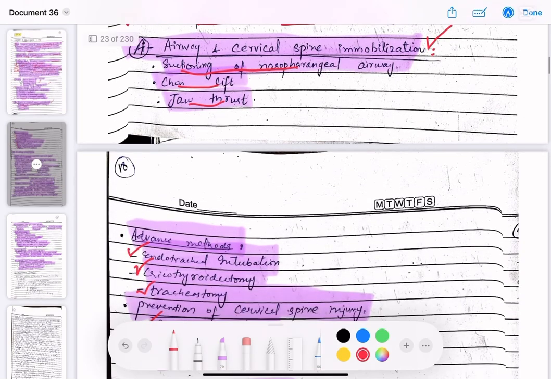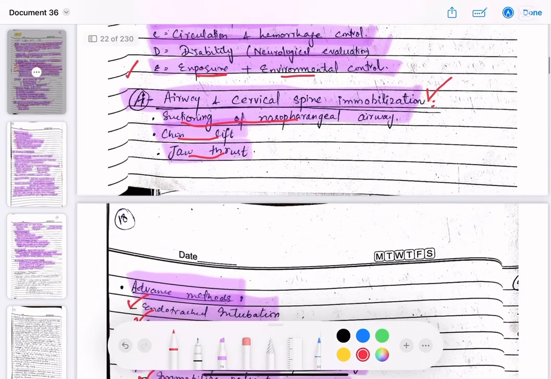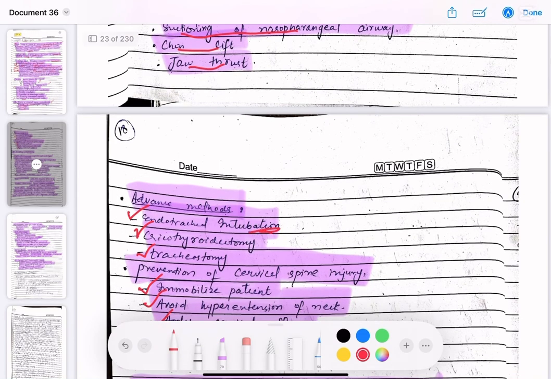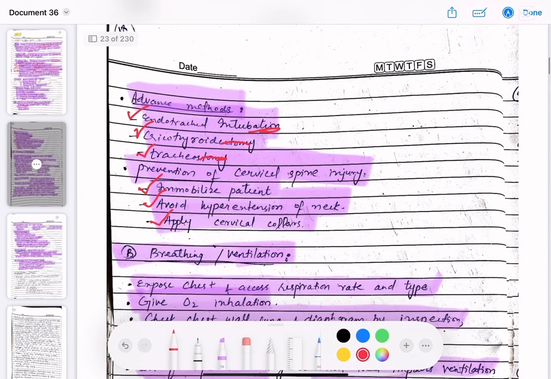These are the airway maneuvers. For the airway and cervical spine, the advanced methods are endotracheal intubation, cricothyroidotomy, and tracheostomy. For the prevention of cervical spine injury, we immobilize the patient, avoid hyperextension of the neck, and apply cervical collars. These are for airway and cervical spine immobilization.